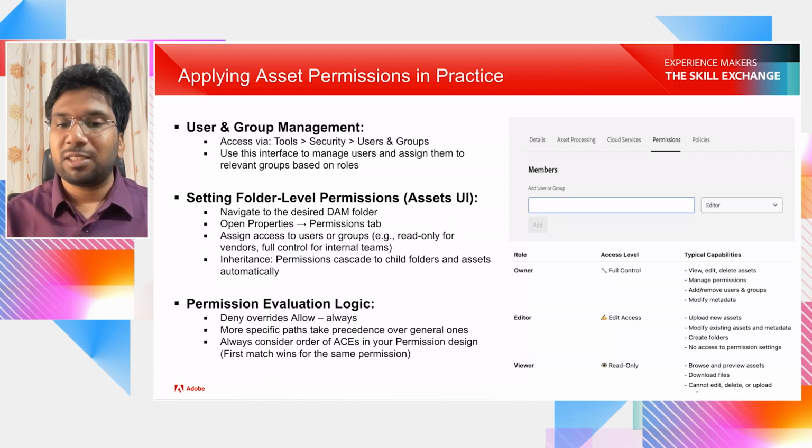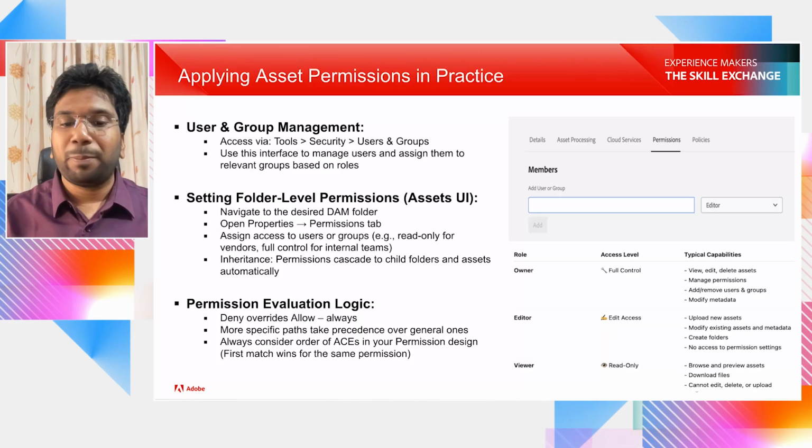And as we discussed, the permissions are inherited down the content tree. So for a parent folder, permissions will be inherited by all the child folders and assets. The permission evaluation logic works like this: deny always takes precedence over allow. More specific paths will always take precedence over the general paths.